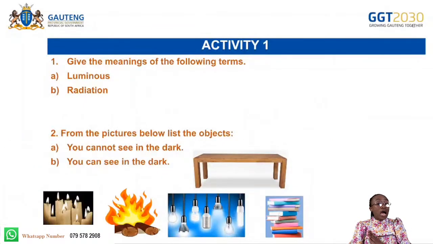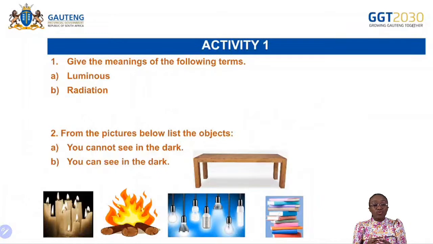So now we've reached our first activity for this lesson. I'll read out the questions for you and then give you time to answer them. Question 1. Give the meanings of the following terms. A. Luminous, B. Radiation. Question 2. From the pictures below, list the objects. A. You cannot see in the dark. B. You can see in the dark.